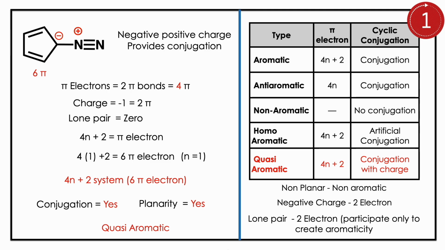So pi electrons are there, which is 2 pi bonds, which is 4 pi electrons. Charge is -1, so you should count 2 pi electrons. Lone pair is not there, so 0. So it is a 4n plus 2 system with 6 pi electrons where n equals 1. Conjugation is definitely there because the negative charge provides the conjugation. Planarity is definitely there. So the given compound with charged conjugation means the compound is quasi-aromatic.